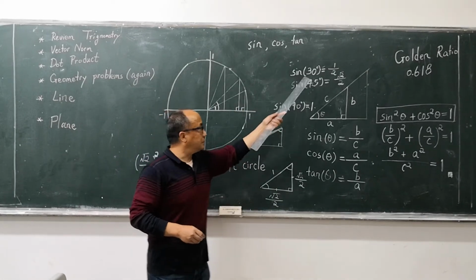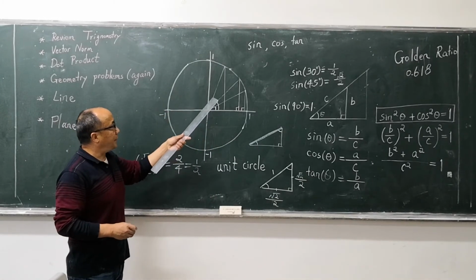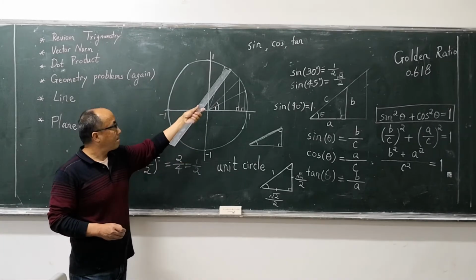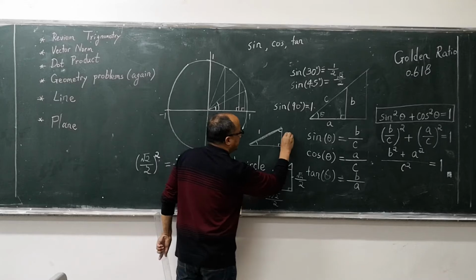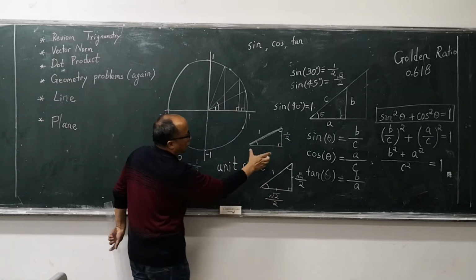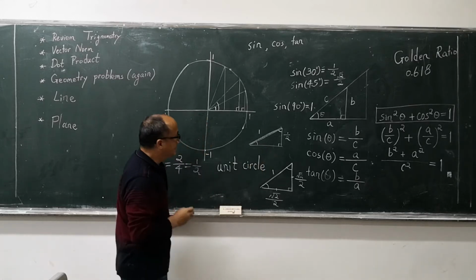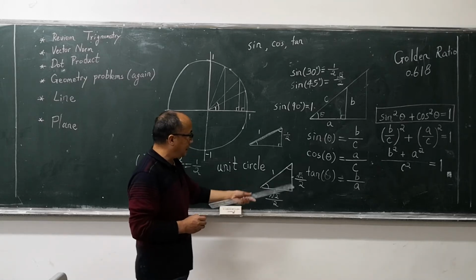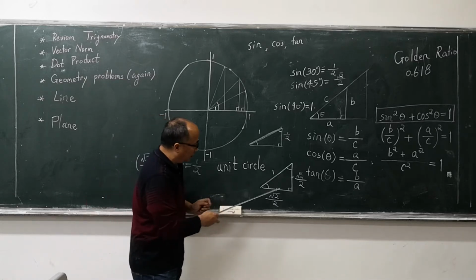These are special angles. For 60 degree, what's the length here? This is a 1, this is a 1 over 2. What's the other side? Yes. Sine 45 degree is equal to 1 by root 2. Is this the length? This is the length, and the two sides are equal.